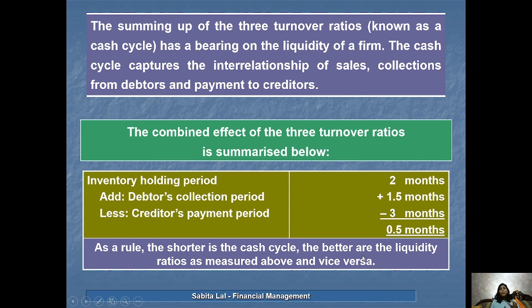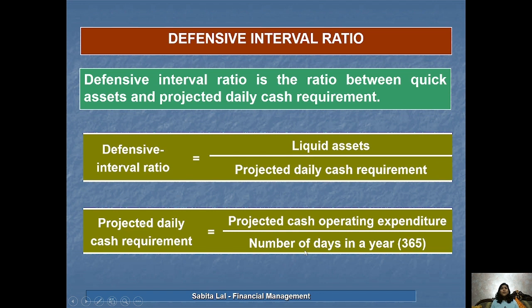Please refer to this PPT, because here you will get a clear idea of where we are using these three turnover ratios, inventory turnover, debtor turnover and creditor turnover, how I am able to sum up the collection, and how the cash cycle is formed. As a rule, the shorter the cash cycle, the better the liquidity, and vice versa. Now next is your defensive interval ratio.